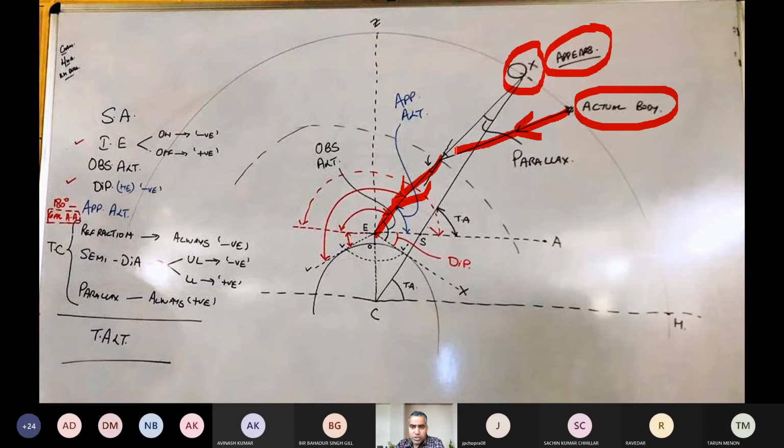Once it passes through different layers of atmosphere, it undergoes refraction. If you want to show the normal, this is the normal here. And since the density of the atmosphere is more than the density of space, the ray of light bends towards the normal. So there is a bending in this particular fashion, and it appears to come from this direction. So all the celestial bodies, because of refraction, appear higher than where they actually are.